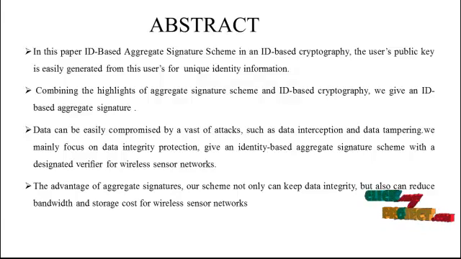Data can be easily compromised by a variety of attacks, such as data interception and data tampering. We mainly focus on data integrity protection, and give an identity-based aggregate signature scheme with a designated verifier for wireless sensor networks. The advantage of aggregate signatures: our scheme not only can keep data integrity, but also can reduce bandwidth and storage cost for wireless sensor networks.